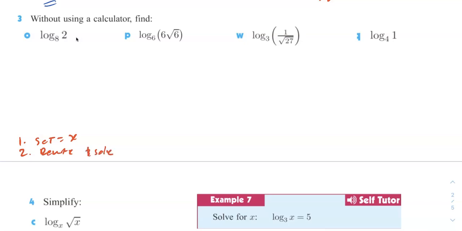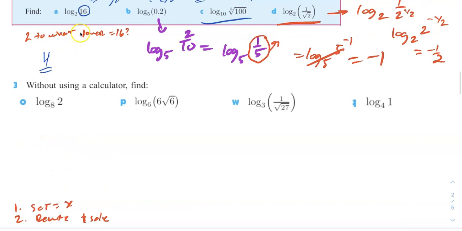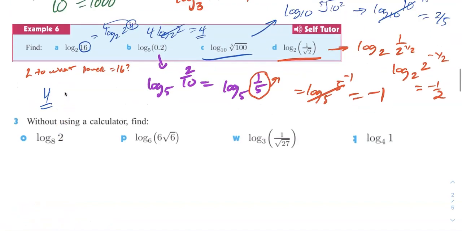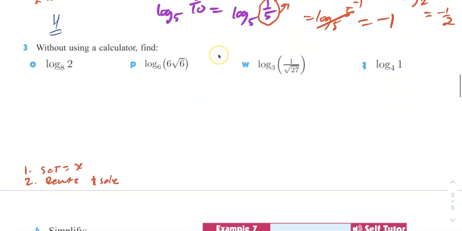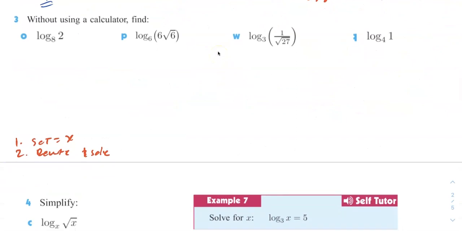So there's always a way to do logs. One way, the most basic true method, is you go, this to what power equals this. And you can figure it out, you got your answer. Another way is try to make the bases match, like we did here. We did a lot of that there. And a third way is just set it equal to x and rewrite it.